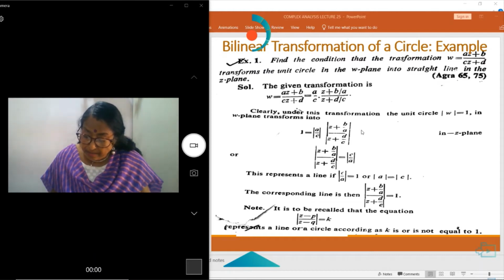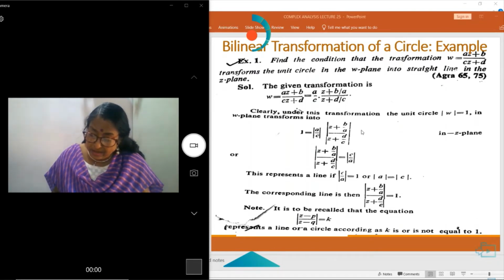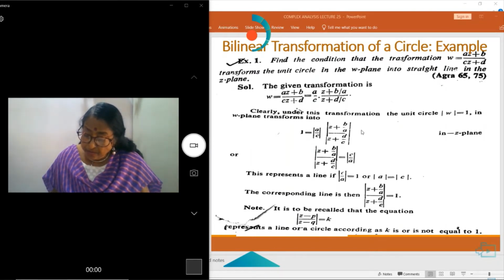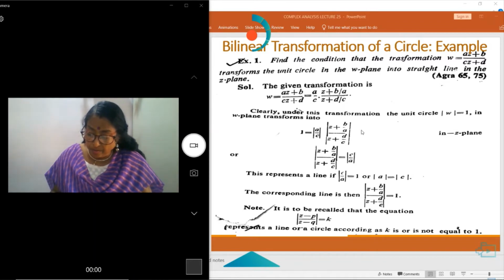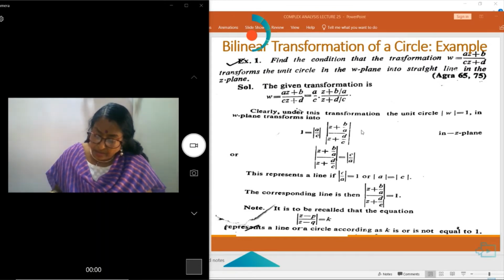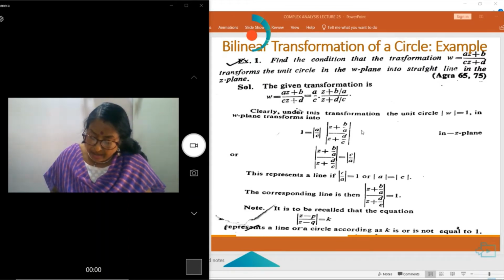And this, after calculation, becomes |Z + B/A| / |Z + D/C| = |C/A|, which represents a line. See here, which represents a line. And this implies |A| is equal to |C|. The corresponding line is |Z + B/A| / |Z + D/C| = 1.